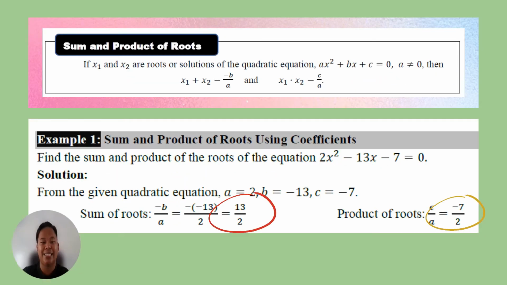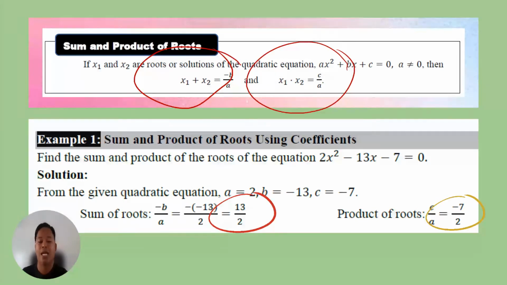To summarize, if x sub 1 and x sub 2 are roots or solutions of the quadratic equation ax squared plus bx plus c is equal to 0, and a is not equal to 0, then the sum of the roots is equal to negative b over a. And the product of the roots is equal to the coefficient of c over the coefficient of a. Let's have this example.